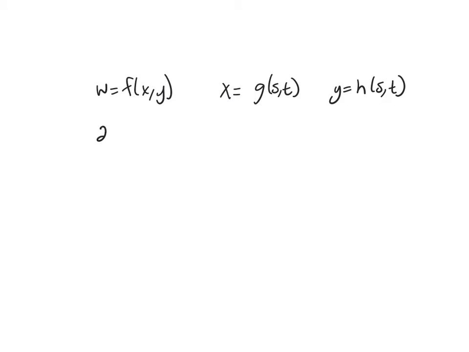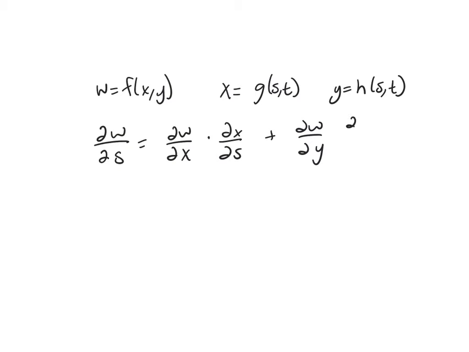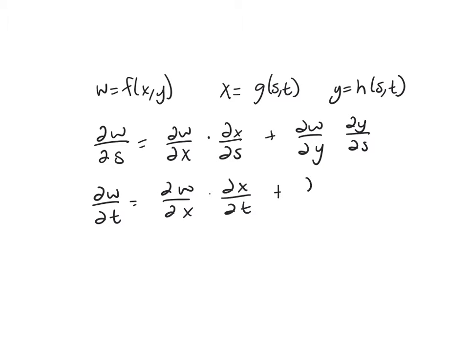Well then, the partial derivative of w is really a function of s and t, so the partial derivative of w with respect to s would be the partial of w with respect to x times the partial of x with respect to s plus the partial of w with respect to y times the partial of y with respect to s. And then you also have a similar formula, but instead of s you have t. So the partial derivative of w with respect to x times the partial of x with respect to t, plus the partial derivative of w with respect to y times the partial of y with respect to t.